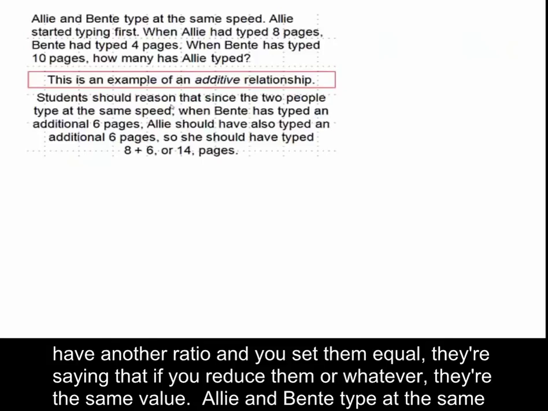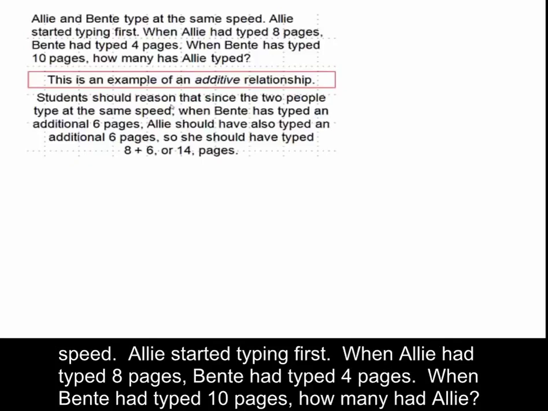Ali and Bente typed at the same speed. Ali started typing first. When Ali had typed 8 pages, Bente had typed 4 pages. When Bente had typed 10 pages, how many had Ali?